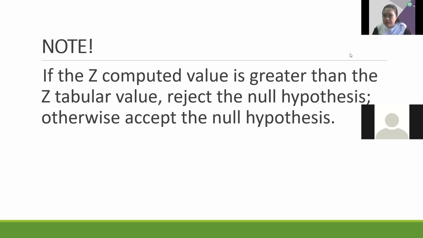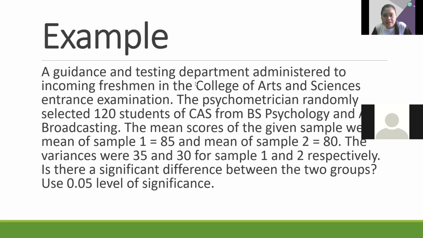If the computed z value is greater than the critical value in the table, you have to reject the null hypothesis. Otherwise, you have to accept it. Meaning, if the tabular z is bigger than the computed z, that's the time you have to accept the null hypothesis. Okay, take note of that.